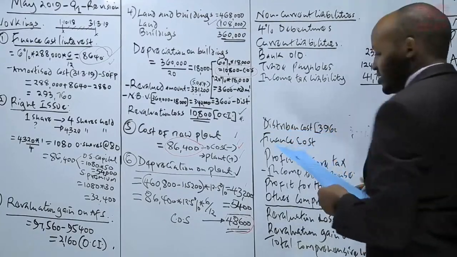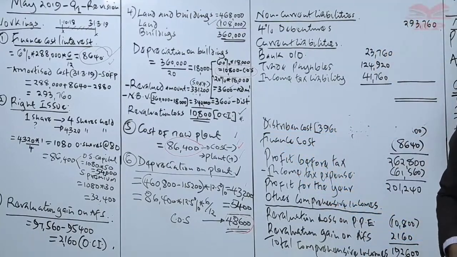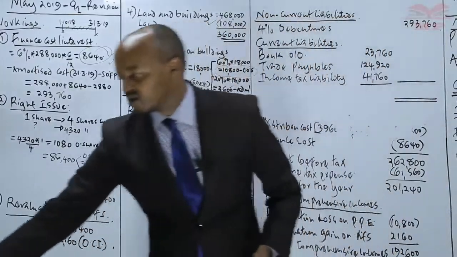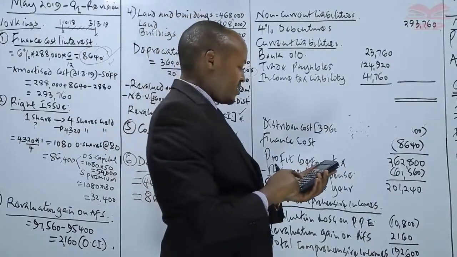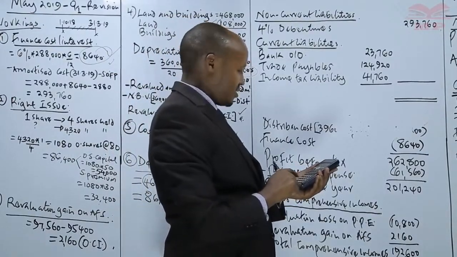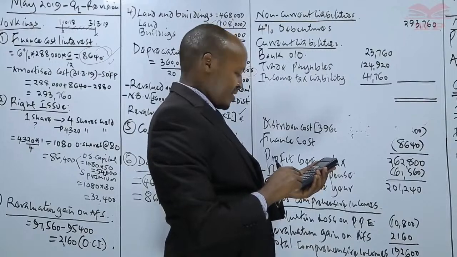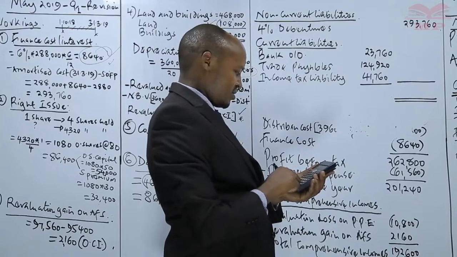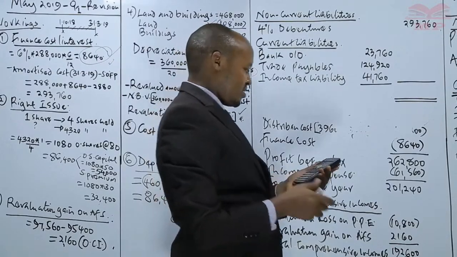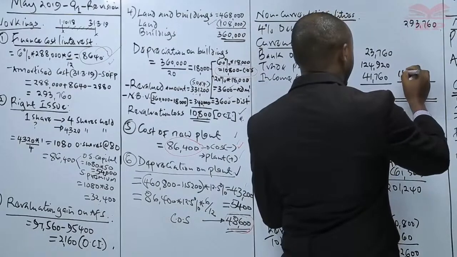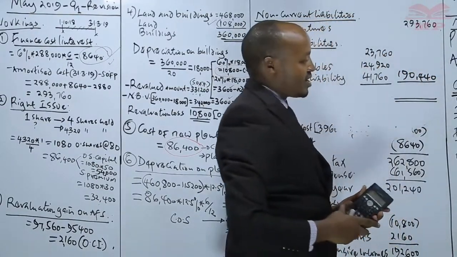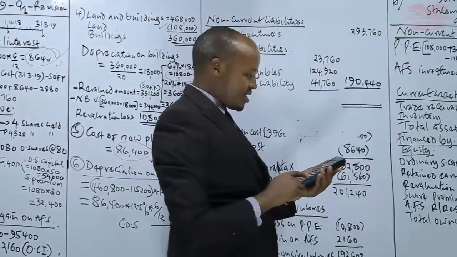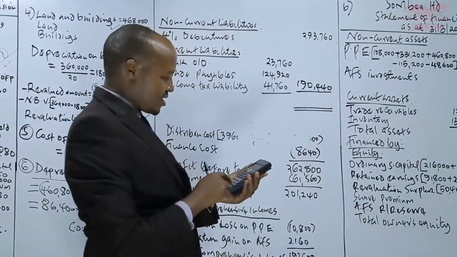So what we need to do is to get the total. So let's add all that, the total current liabilities. So we have 23,760 plus 124,920 plus 41,760. That will give us 190,440. So then we need to add the current liabilities plus the non-current liabilities, 293,760.